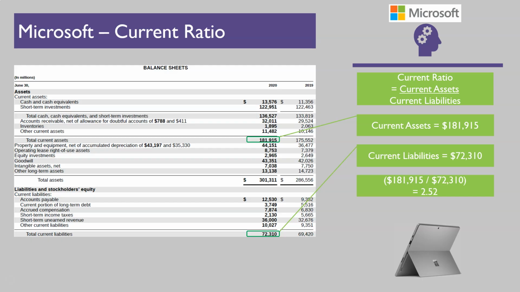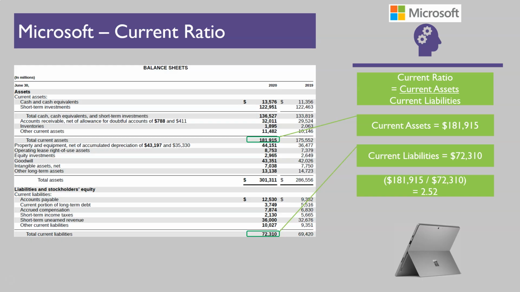So how does this compare to Apple? Well, we can see that Microsoft has a current ratio of 2.52. So this means that for every $1 of current liabilities, Microsoft has $2.52 of current assets on its balance sheet.